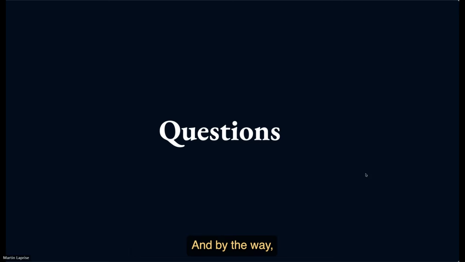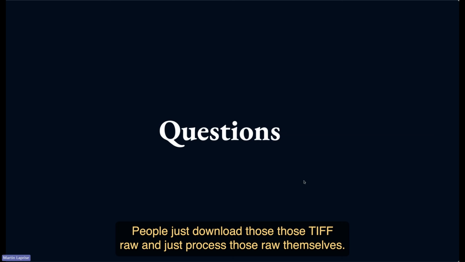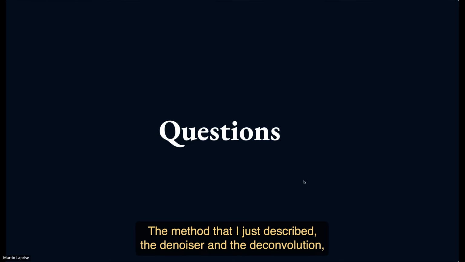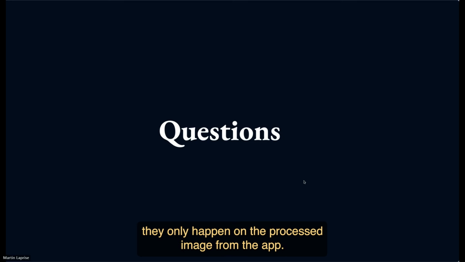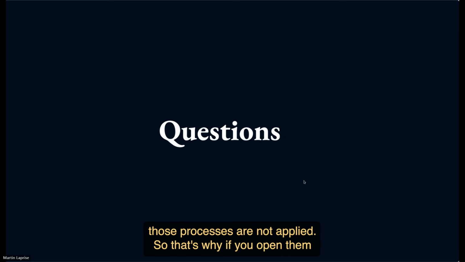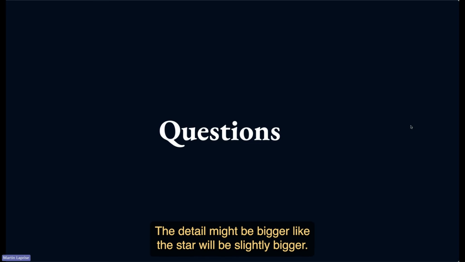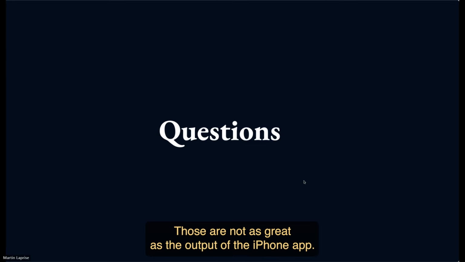By the way, speaking of final raw, I know that it's something quite popular. People just download those TIFF raw files and process them themselves. The methods that I just described, the denoiser and the deconvolution, only happen on the processed image from the app. So if you're downloading the raw, those processes are not applied. That's why if you open them, they will be much noisier. They will have some kind of artifact. The detail might be bigger, like the stars will be slightly bigger, and the resolution not as great as the output of the iPhone app.